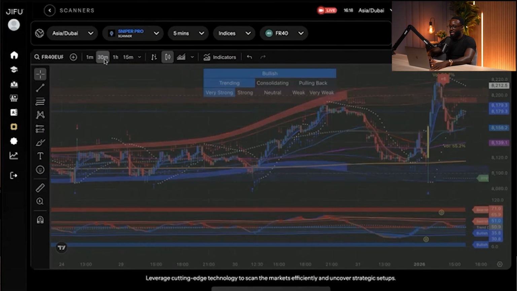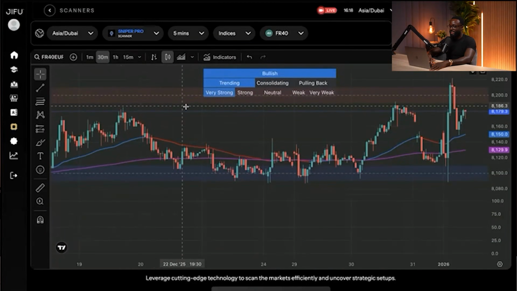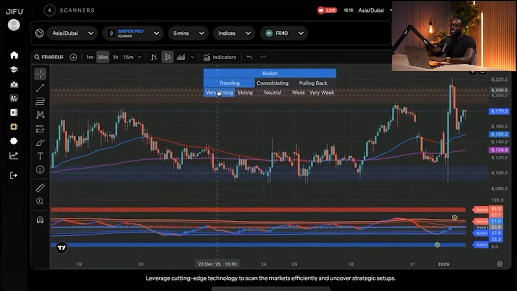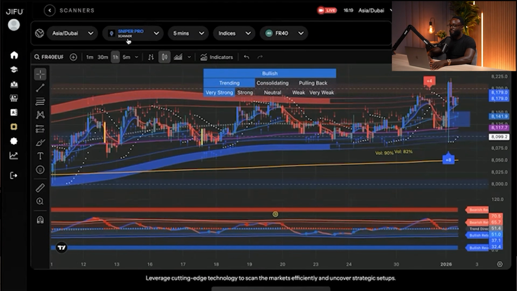That's a bonus. Now let's check the 30-minute time frame. Again, it shows bullish, trending, very strong. So my 3 confirmations are now complete. Just for further confirmation, we're checking the 1 hour, and it also shows bullish, trending, very strong. So we have confirmation on all 4 of the time frames that we look at, which is a big bonus to show us that this is a trade that we can look to take.